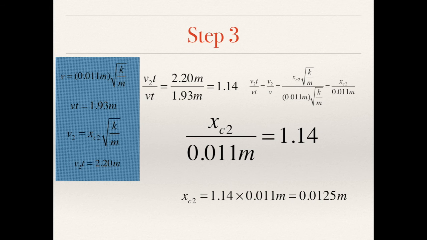It is just simple algebra now, so that x_c2 equals 1.14 times 0.011 meters, which gives us 0.0125 meters. So the answer is 0.0125 meters, which means that the other kid has to compress the spring 0.0125 meters in order to get a direct hit.